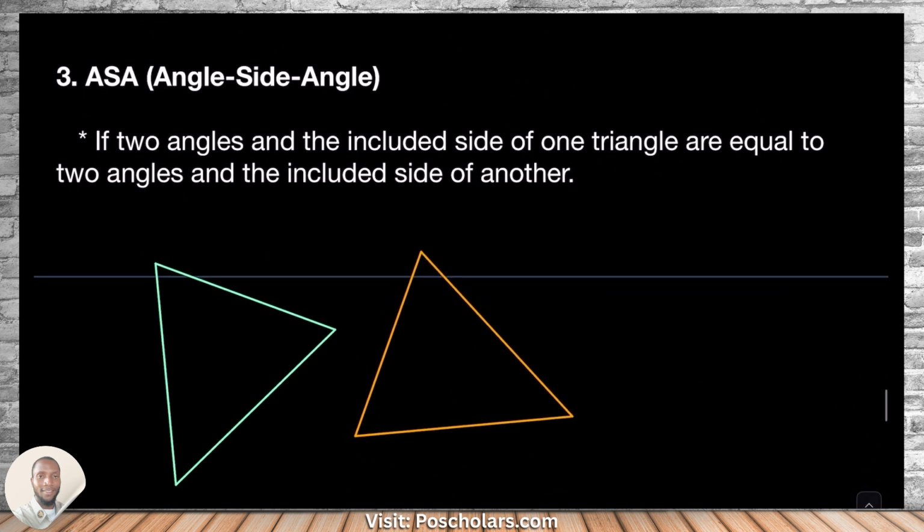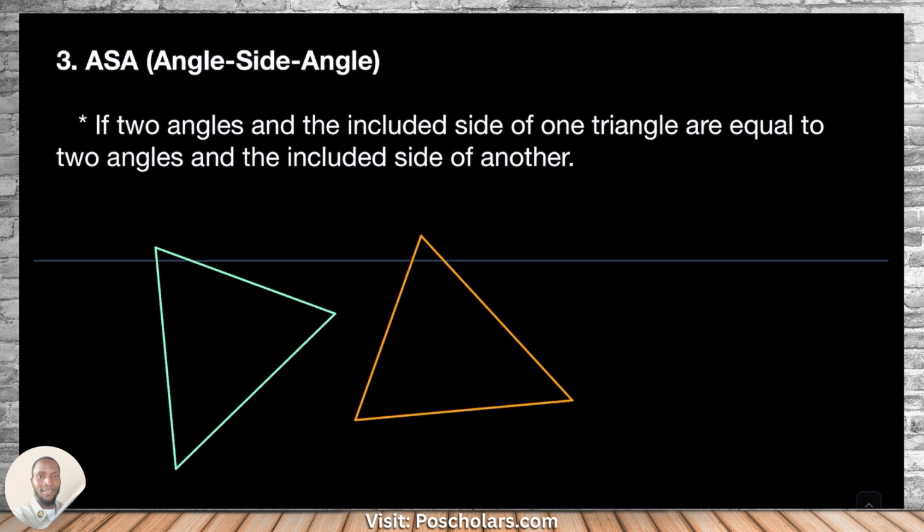The third one says ASA, which is angle side angle. It says if two angles and the included side of one triangle are equal to the two angles and the included side of another. Let's explain that. That means you have one angle here, you have another angle here, then the included side, right? Then for here, you have one angle here and you have another angle here, then the included side. Automatically, these two triangles are congruent.